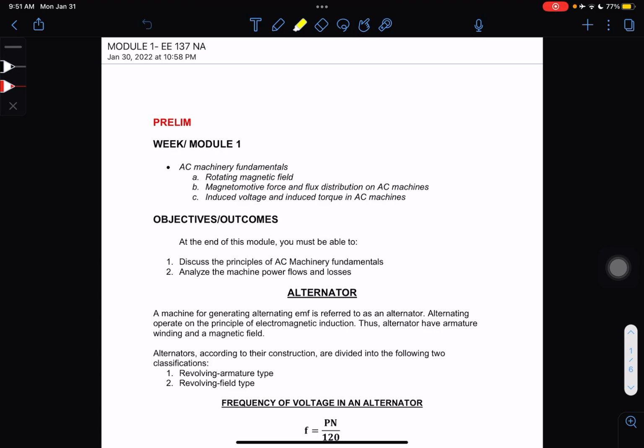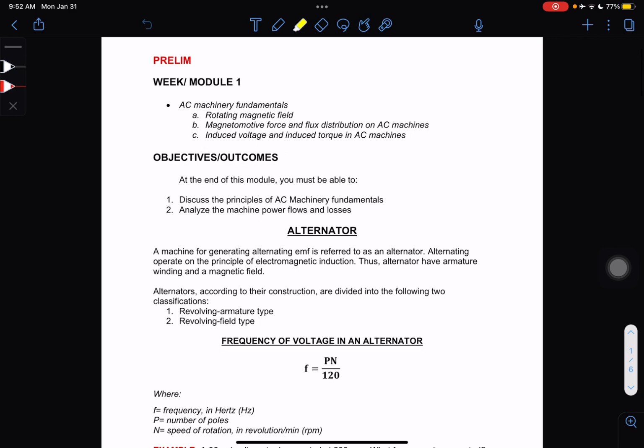Okay, so good morning for our prelim for week module number 1. So our subject is EE137 or Electrical Machine 2. So it is a continuation of your Electrical Machine 1, which is EE133.